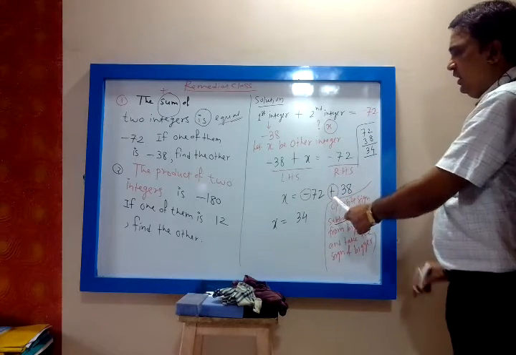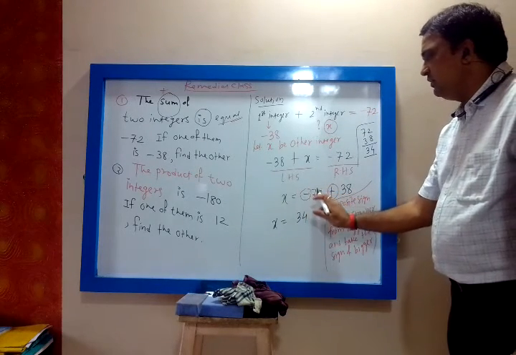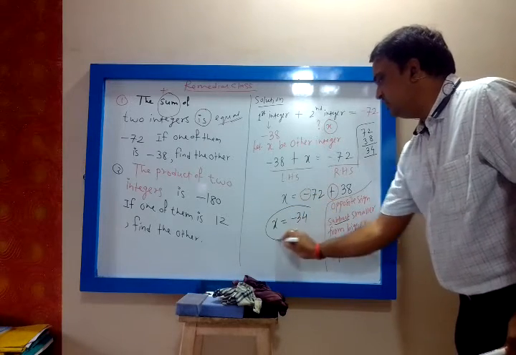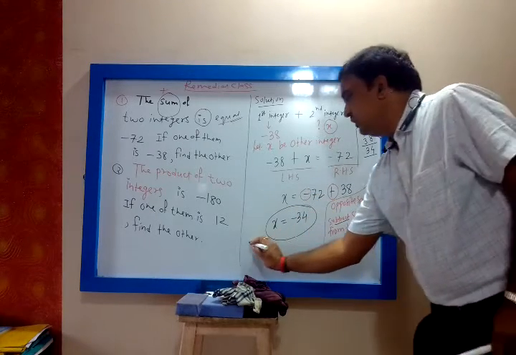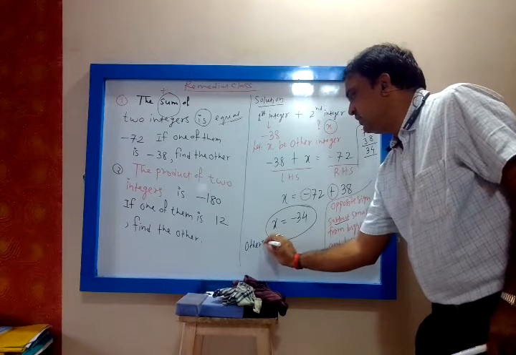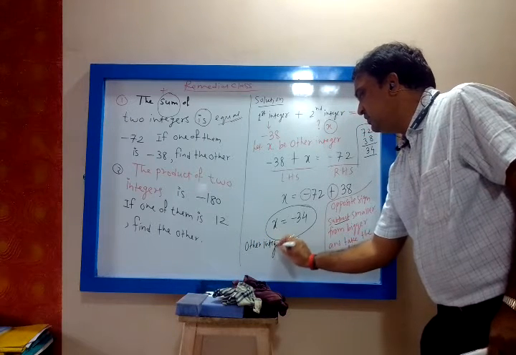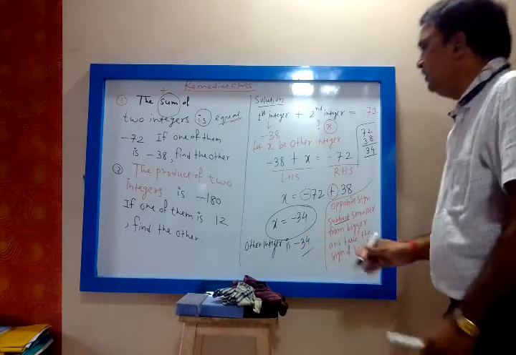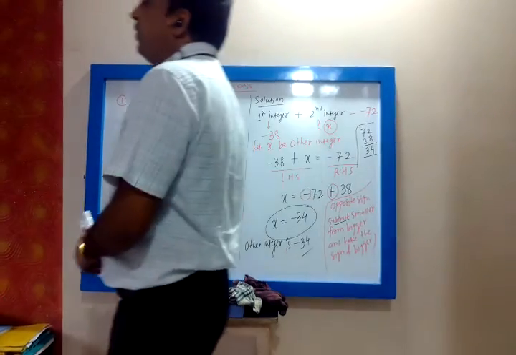72, what is the sign of 72? Minus. Minus sign. So x is minus 34. So we write the other integer is minus 34. Okay. So in this way we do the problem.